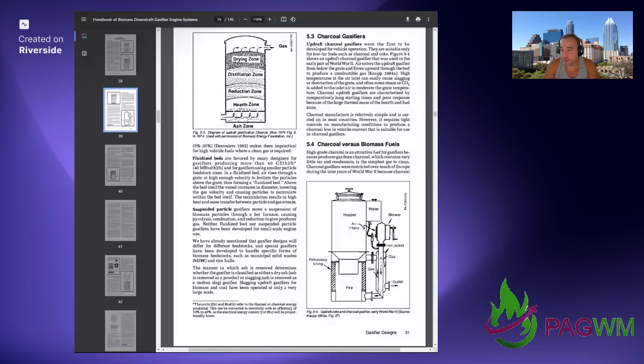Charcoal manufacture is relatively simple and is done in most countries. However, it requires tight controls on manufacturing conditions to produce a charcoal low in volatile content that is suitable for use in charcoal gasifiers.